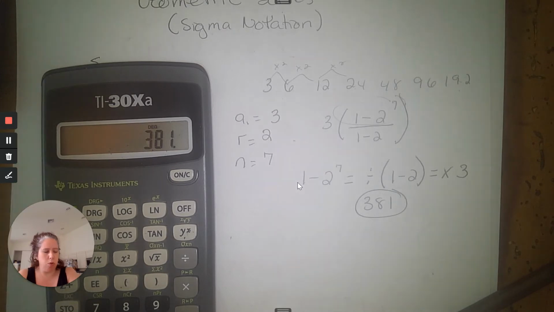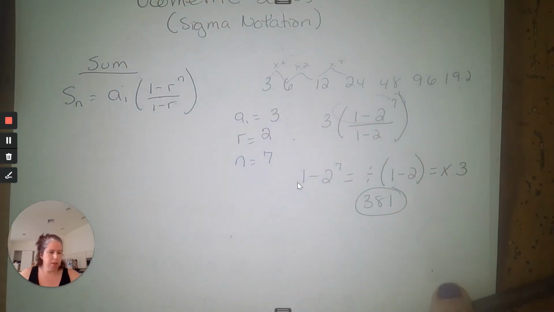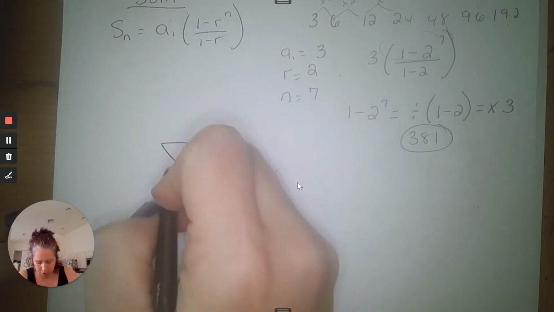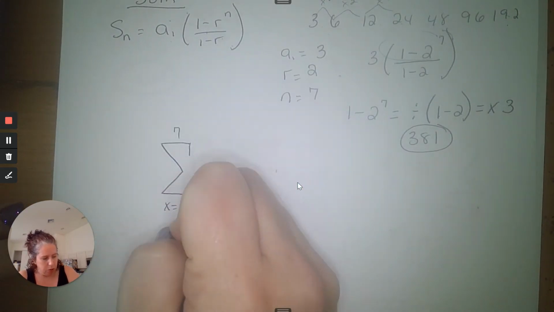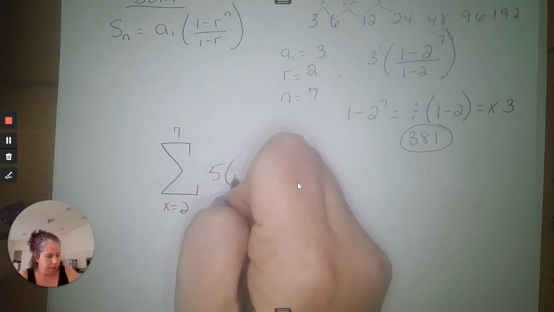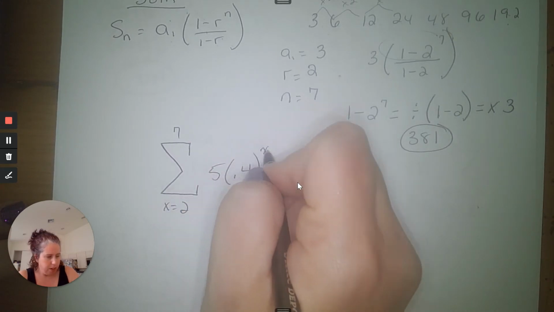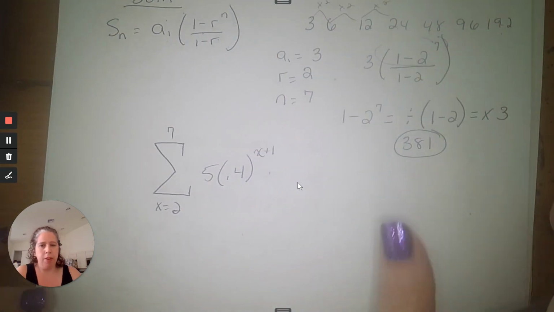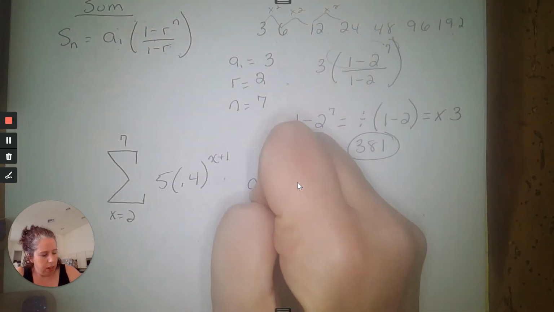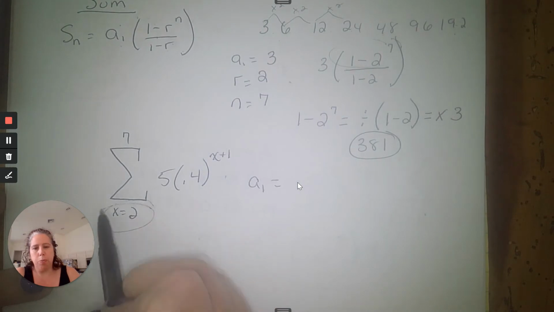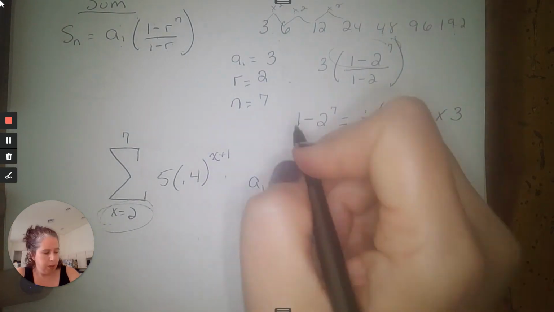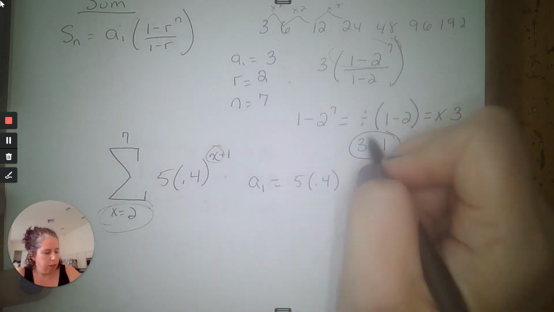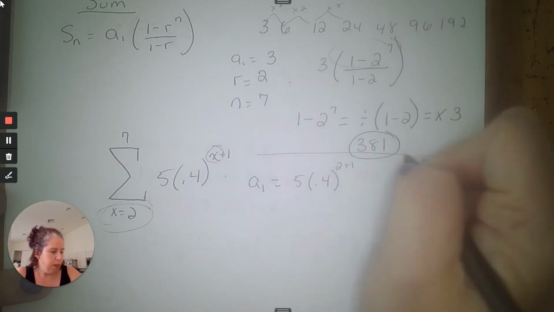All right, let's do another problem. I'm going to put it in the sigma for you guys. We have x equals 2 to 7, 5 times 0.4 to the x plus 1. Do not freak out about this, guys, because it's really not that bad. Same idea. A1, you know how to find A1. Remember, we plugged this bottom number in to find A1. So 5 times 0.4 raised to the 2 plus 1 power.